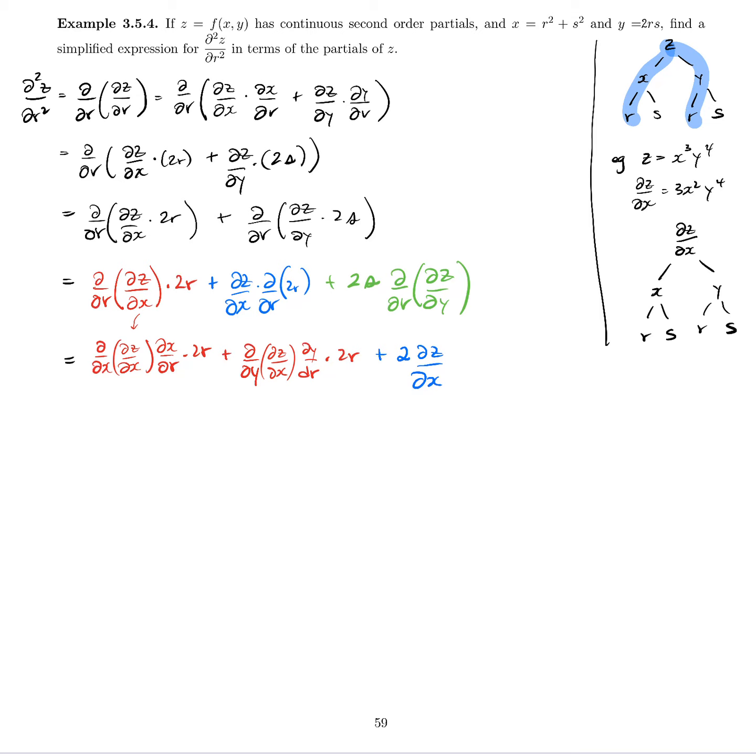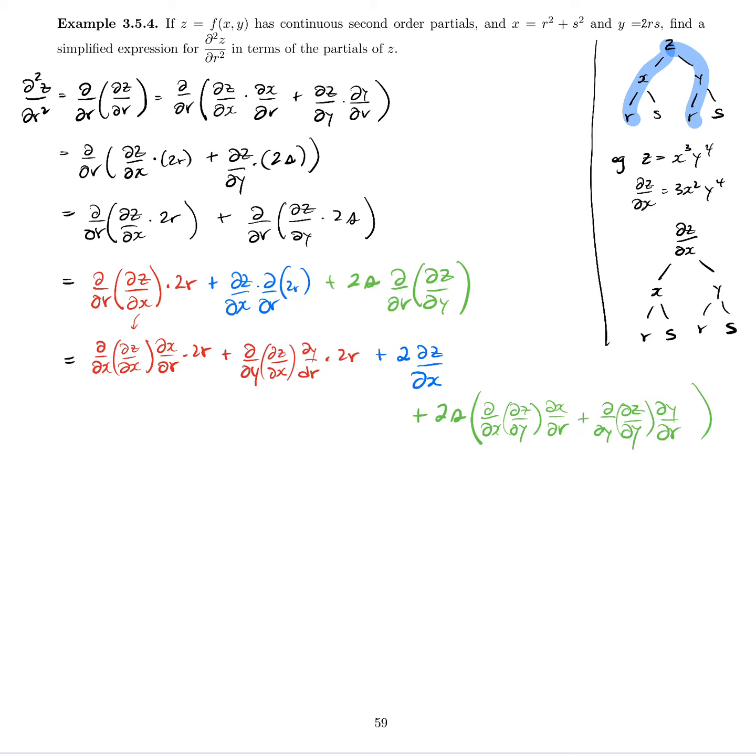And then I have to do the exact same kind of chain rule for ∂/∂r of ∂z/∂y. So the 2s I can keep in front, 2s times, and then I apply the chain rule just like I did for the terms in red. So ∂/∂r is the same thing as ∂/∂x times ∂x/∂r, keeping the same ∂z/∂y, plus ∂/∂y times ∂y/∂r, keeping the same ∂z/∂y.